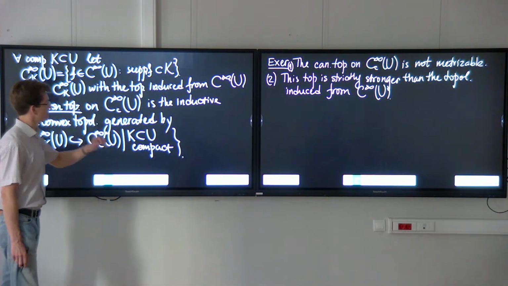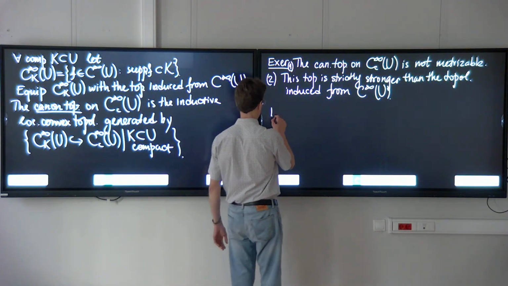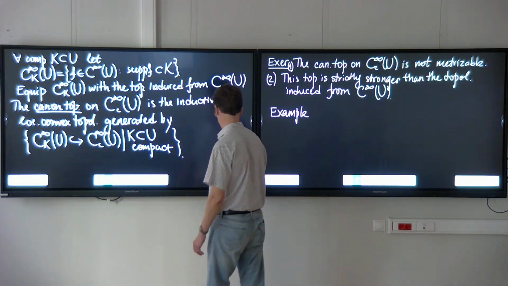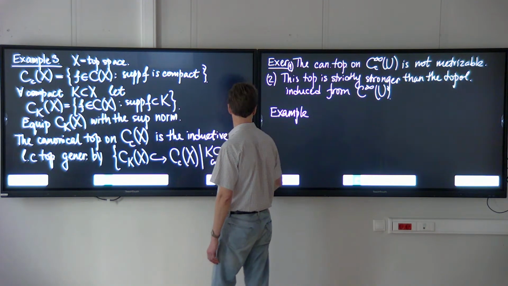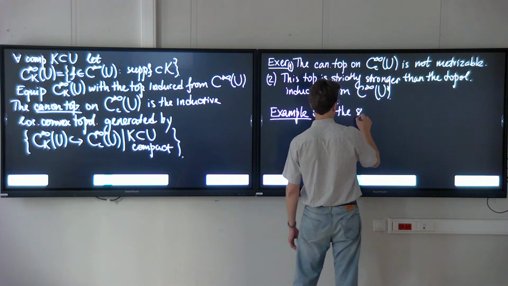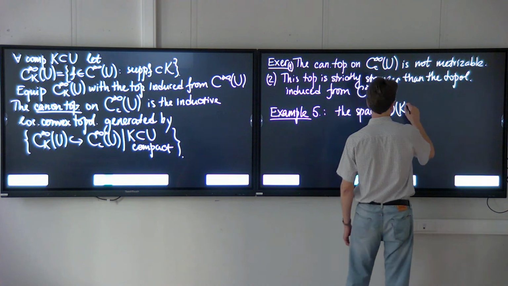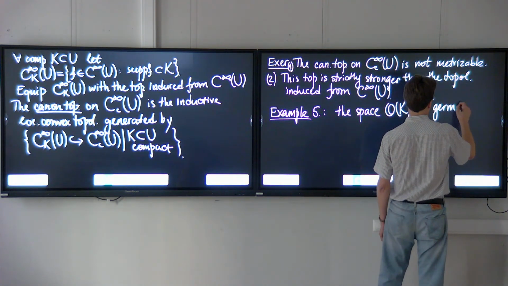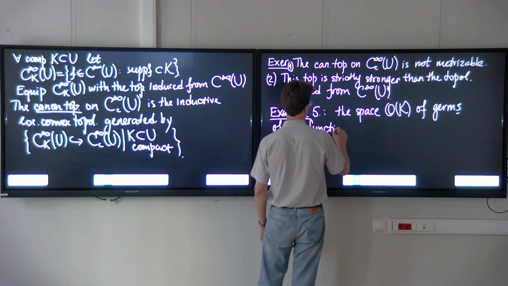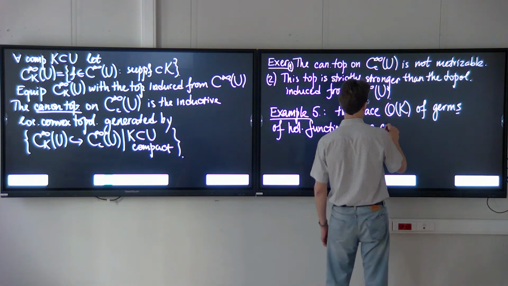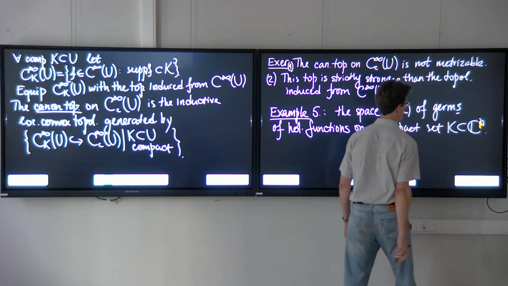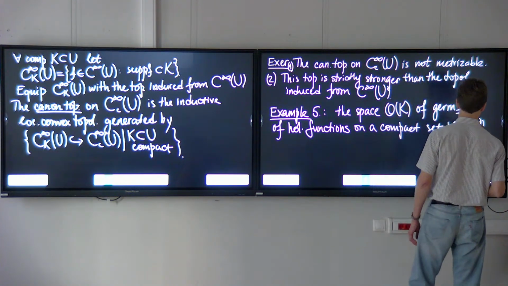Oh, it's time to finish. So the last example, well, the details will be given in the exercise sheet. Example 5. It is the space O(K) consisting of germs of holomorphic functions on a compact subset of C^n. So K is a compact subset of C^n, and O(K) consists of germs of holomorphic functions.